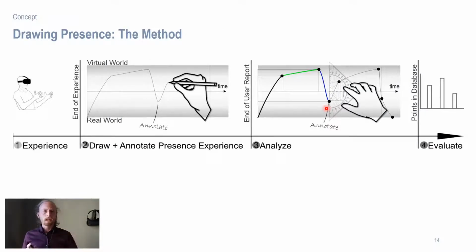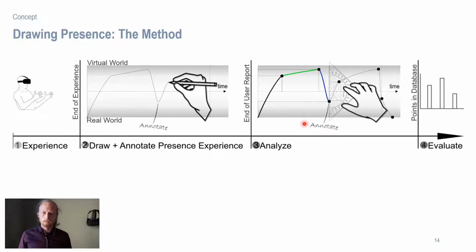So we made up a concept of drawing presence. It has 4 steps. The first is somebody has a presence experience, wearing a headset, being in VR. Then the person will take off the headset, and we will ask them to draw the feeling of either being in the real world or the virtual world. We also collect some annotations to get deeper insight on the drawings. And after that, we will analyze these drawings.